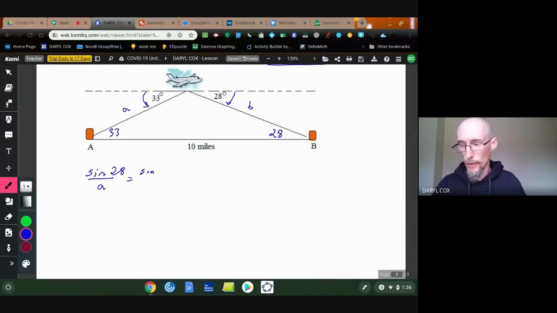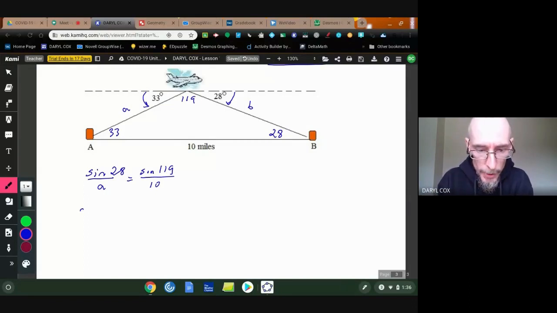Go. All right, so you found your missing angle. You should have gone, let's see, 33 plus 28. Take that out of the 180. That leaves me 119 for my missing angle. Okay, so that's sine of 119 over 10 miles. So go ahead. I've got the equation set up. Solve for A now. So you're solving for A.